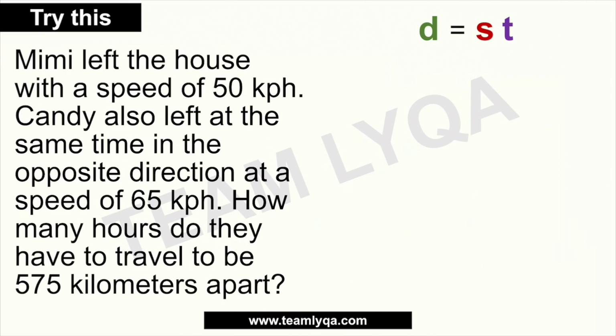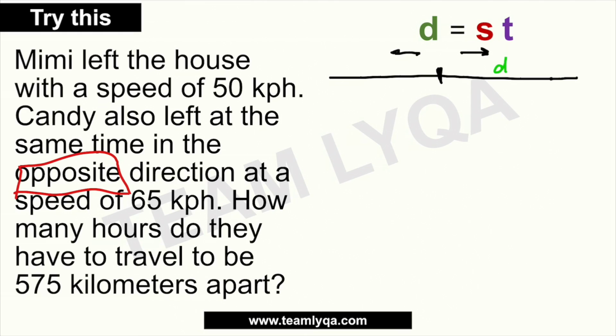Now, the first thing that we have to understand is that they are traveling in the opposite direction. So, much like yung ginawa natin last time with finding yung speed, ganun din yung itsura niya. So, kung ito yung distance, pareho sila ng pinag-alisan, pero one of them would be traveling to the right, the other will be traveling to the left. So, now we have two distances. Yung distance na tinravel ni Mimi, at saka yung distance na tinravel ni Candy.